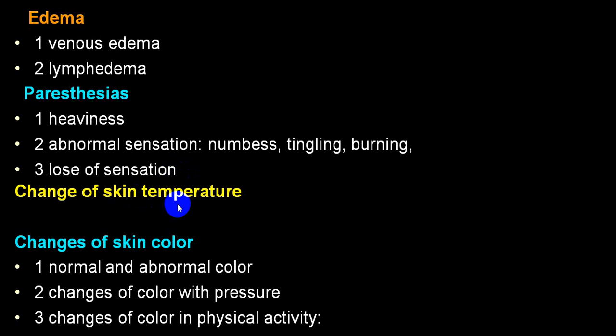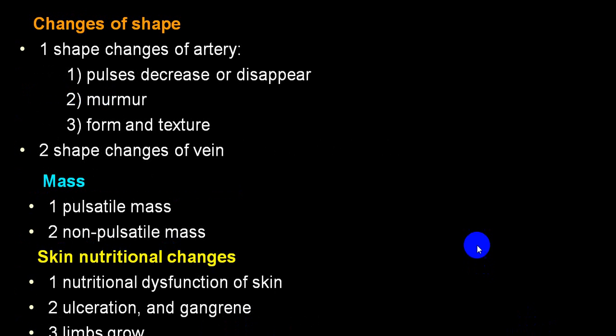Skin temperature can become cold. There will be abnormal color. Slowly, the changes in the color will appear with pressure. Changes in the color will appear with physical activity. And also, a person can have color change in different positions, like while you are doing a Buerger's test, the skin color will change.